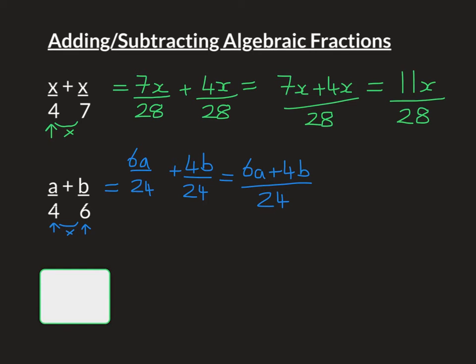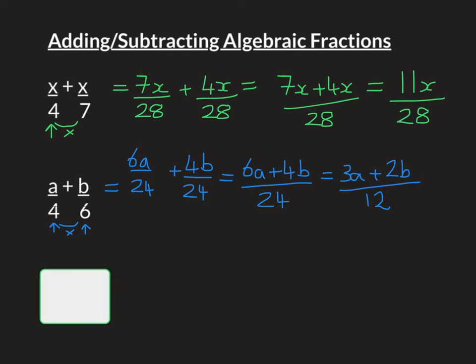Now, you should, again, always keep an eye out for things that are common to everything. So here, the top and bottom are both even, so I can divide the top and bottom, all of it, by 2, because it's just a fraction. So I get 3a plus 2b over 12, and I can't do any more from this.